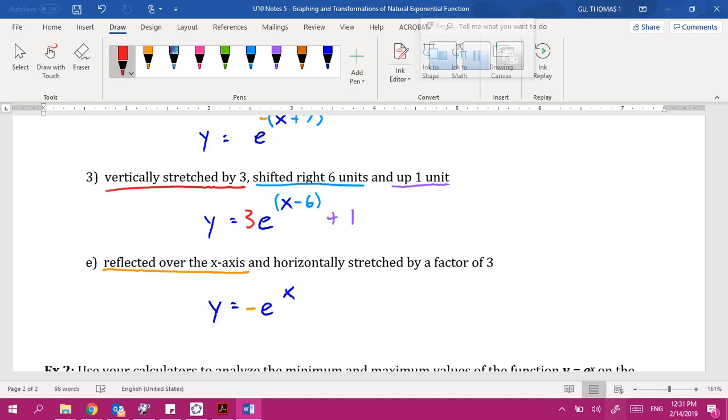All right. How do you show that it's being horizontally stretched by a factor of 3? Put a 3 in front of the x? Not quite. It is in front of the x, but it is 1/3, as Aiden said. Remember, for horizontal, you use the reciprocal of whatever is actually happening right there. All right, so that's the end of transformations.